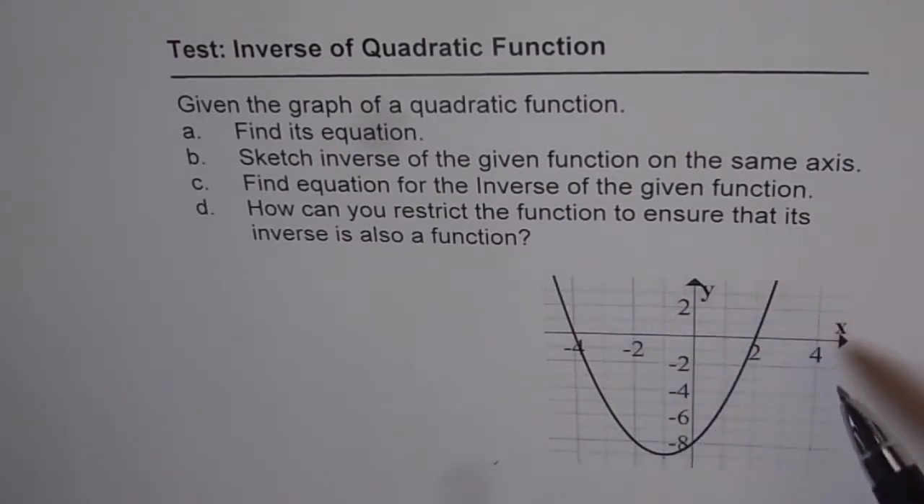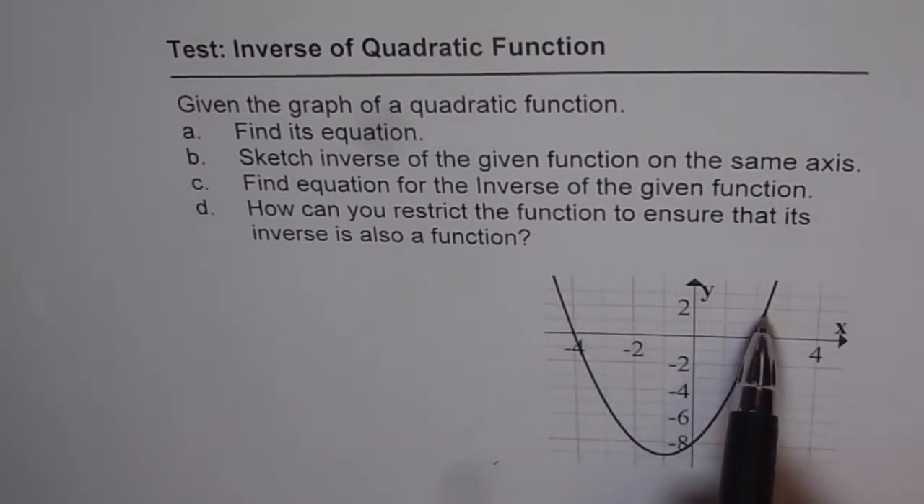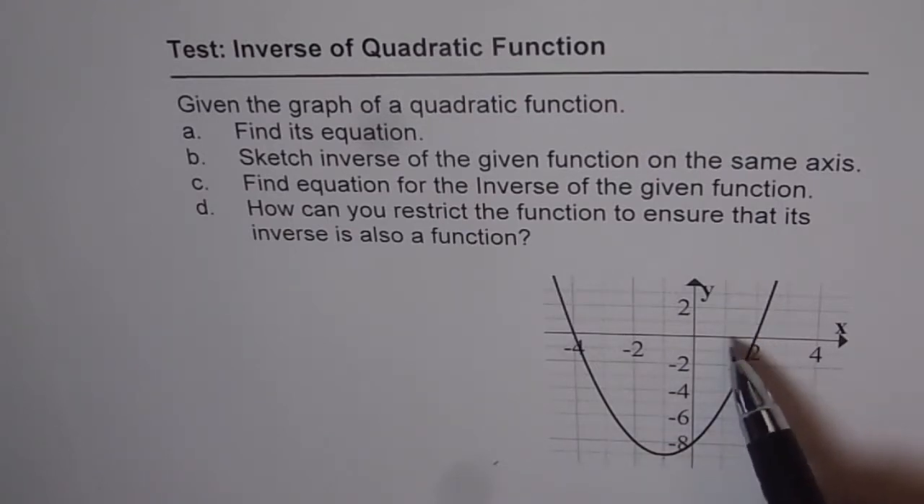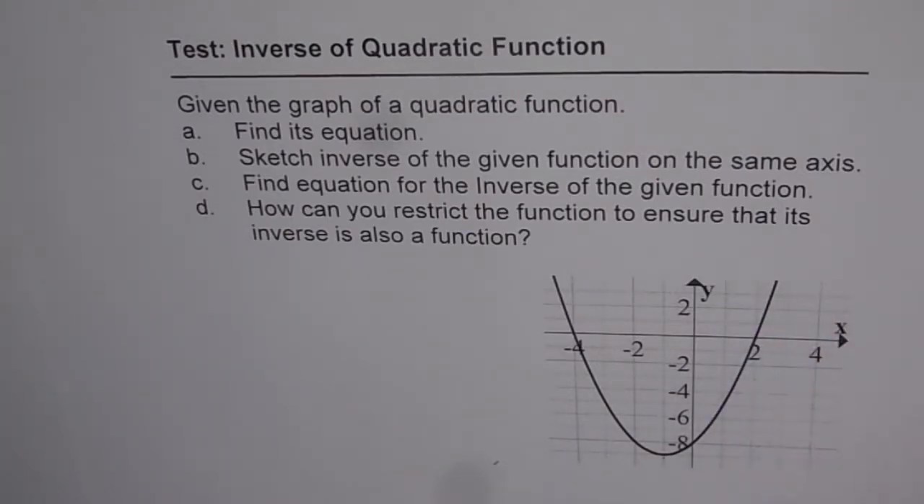And then to state restrictions. Now this function fails the horizontal line test. If I draw a horizontal line, it will strike at two places. And therefore its inverse, which will be kind of like this, will fail vertical line test. So the restriction is that you have to restrict domain. Either it could be right side of the axis of symmetry or the left side of axis of symmetry. Keep these things in mind and then solve the question and get your answer.